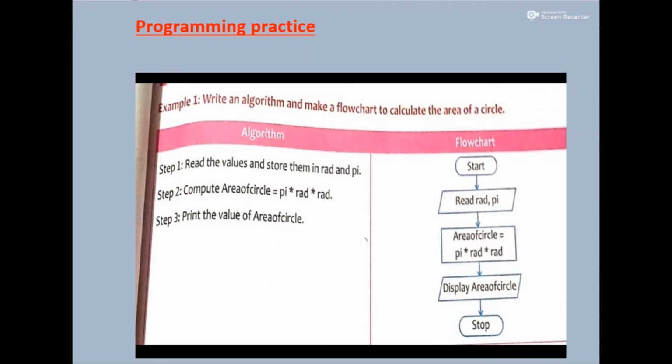One more thing, start and stop steps are not included in this algorithm. That means start and stop steps are optional in case of an algorithm. The second column is containing the flowchart of this algorithm.